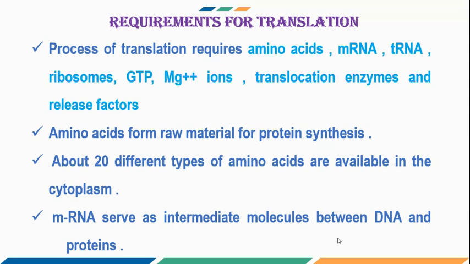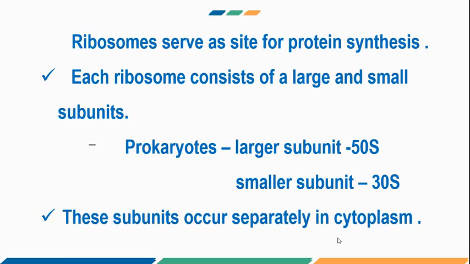These amino acids are also called essential amino acids because they take part in protein synthesis. All these amino acids come from the diet, on the digestion of protein into amino acids, and these digested amino acids are present in the cytoplasm. mRNA serves as an intermediate molecule between DNA and protein. Ribosomes serve as the site for protein synthesis.